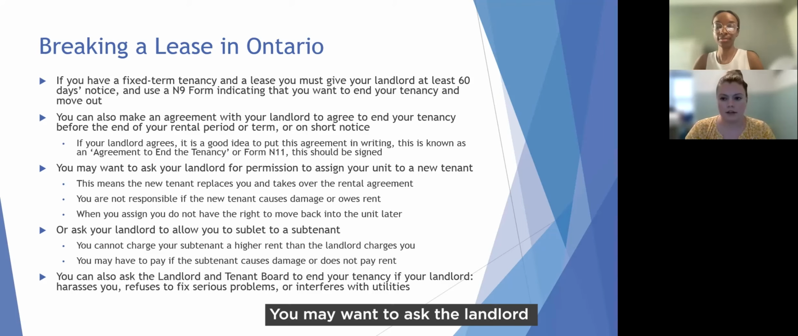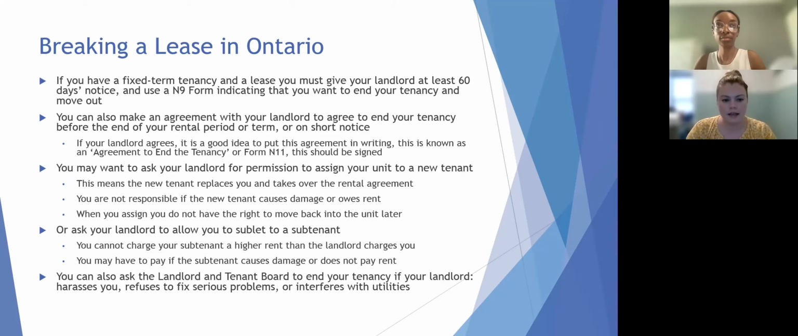You may want to ask the landlord if you're able to assign your unit to another tenant. So this means that you would be moving out of the unit and they would be taking over your lease. You're able to do this. You're able to request it. The landlord is not able to unreasonably withhold their consent. So that's a technical term, that there may be a reasonable withholding of consent to an assignment or a sublet. But if you have questions about that, it can get pretty technical. So I'd advise to call for legal advice.